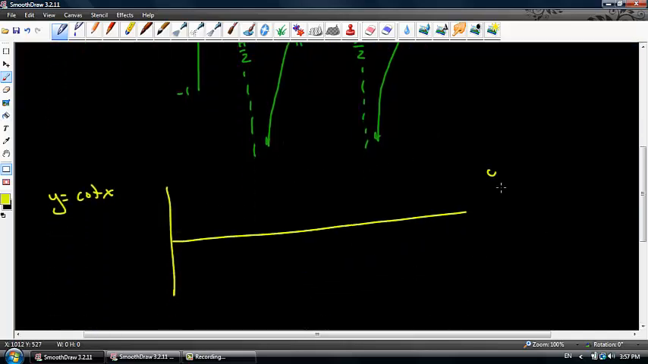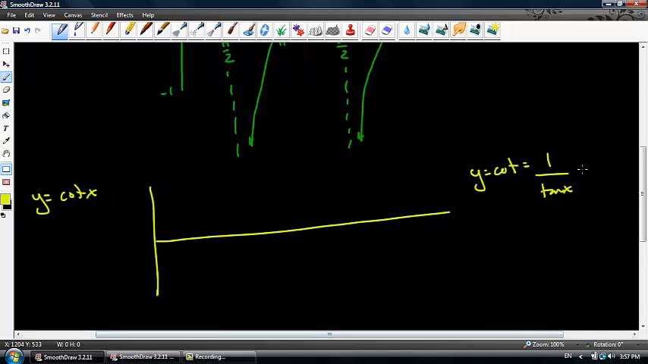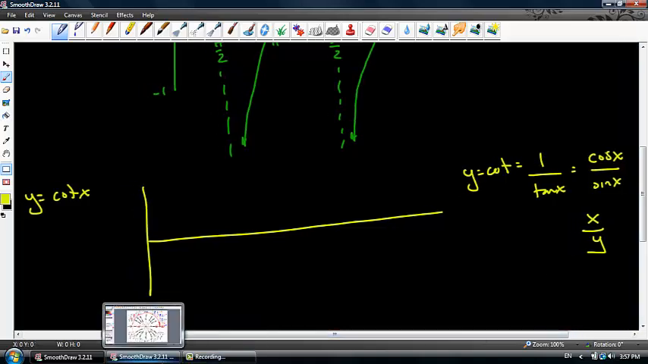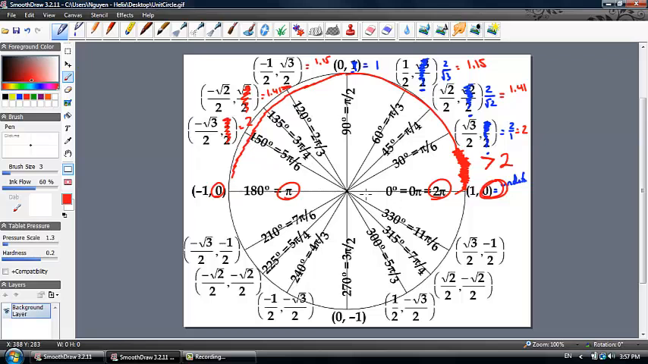Cotangent is really 1 over tangent. And because tangent is really sine over cosine, cotangent is really cosine over sine. What that means is x coordinate divided by y coordinate. So let's take a look at where the asymptotes are going to occur this time. Let me go ahead and upload a new unit circle here. That way we get something a little more clean.